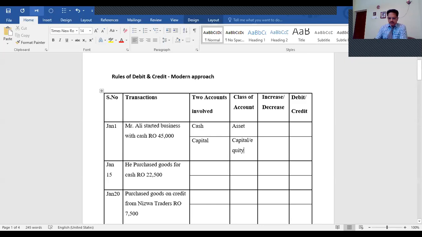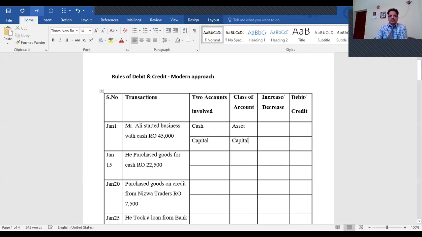In this case, if you get confused, you write capital only. No need to be confused, but understand that capital and equity both are the same. In a sole trading concern and partnership, it is called capital. But in the case of a company, any type of joint stock company, LLC, it is called equity. In the balance sheet, owner's equity will be there separately.